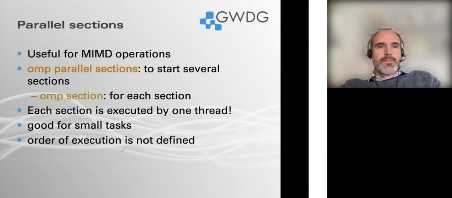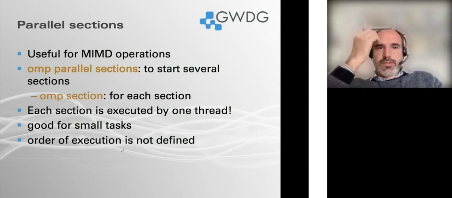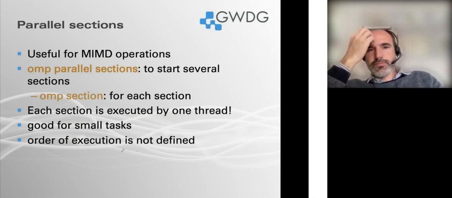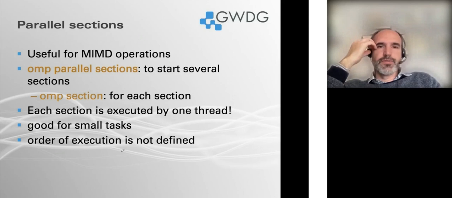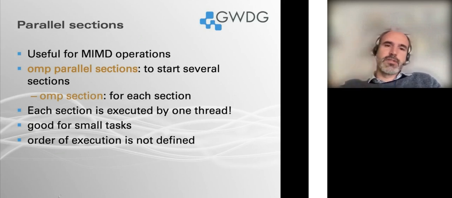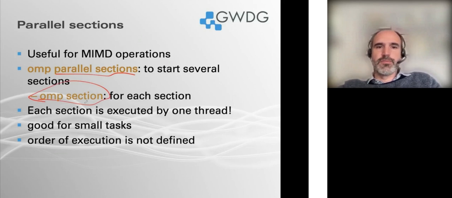So, parallel sections. That's a feature I mentioned at the beginning that is very useful for multiple instruction, multiple data operations. You can start a parallel section with these pragma omp parallel sections. In this region, you would have to specify several single sections by omp section, but you will see an example in a second.